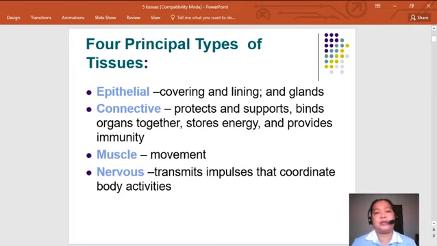For example, epithelium is more on covering and lining. Our skin is also covered by a certain connective tissue. Our connective tissue protects, supports, binds together, stores energy, and provides immunity. But not to forget, if you want to remember the connective tissue, just remember "connect," which is the main function of this tissue. Next, muscle tissue.